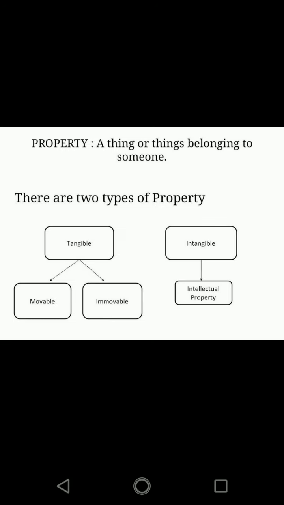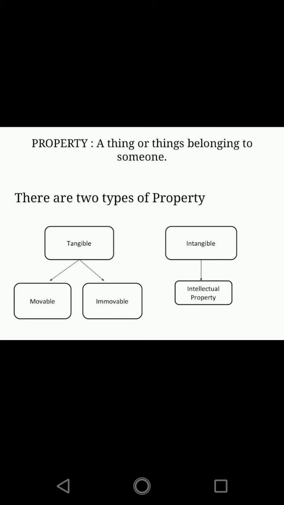First of all, we have to know what is intellectual and what is property. Intellectual means the knowledge domain of a person, and property is a thing belonging to someone. Property can be divided into two types, that is tangible and intangible. Tangible property represents the assets owned by us, and intangible property is the assets which cannot be felt or seen. And intellectual property is an example of intangible property.